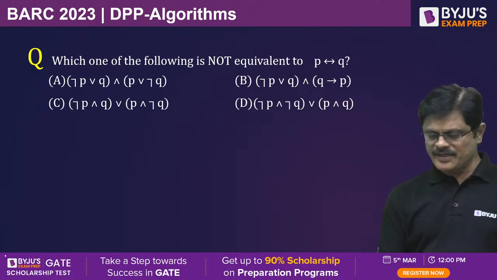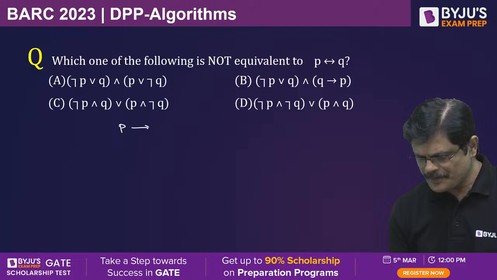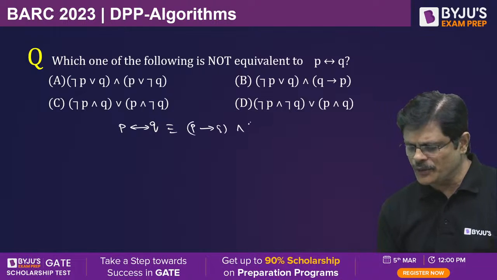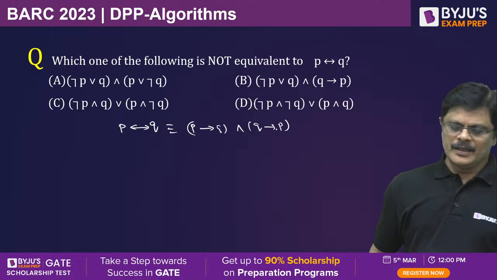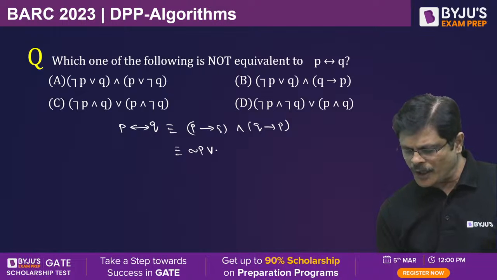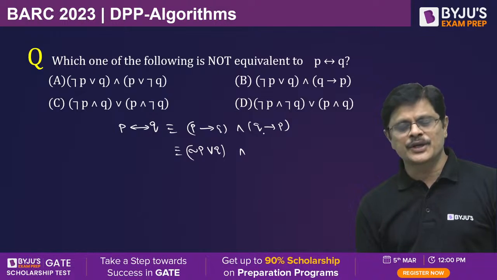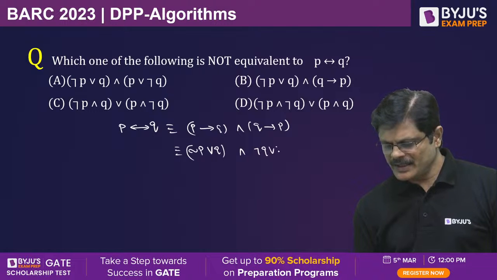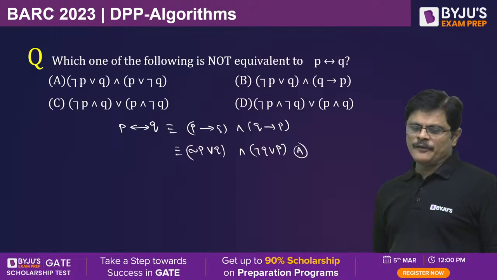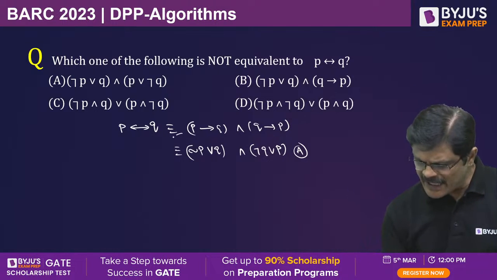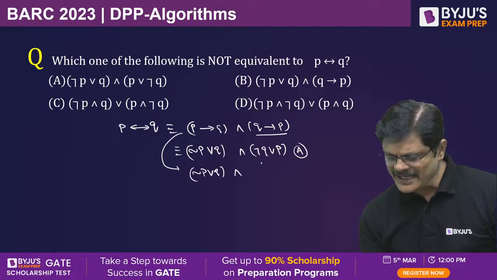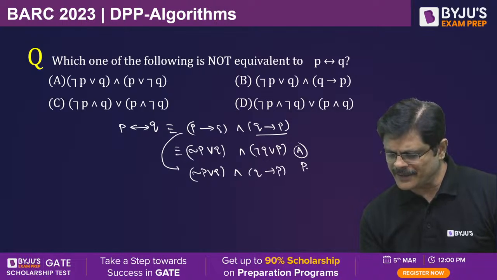See, for these problems, if you know that biconditional is equivalent to P implies Q and Q implies P. So if you observe the first one, it can be written as negation P or Q, and negation Q or P. Therefore, it is option A. So biconditional is equivalent to option A. Now, if you see option B, the same thing, he just written this as negation P or Q, but the second part he kept as it is. So this is also fine.